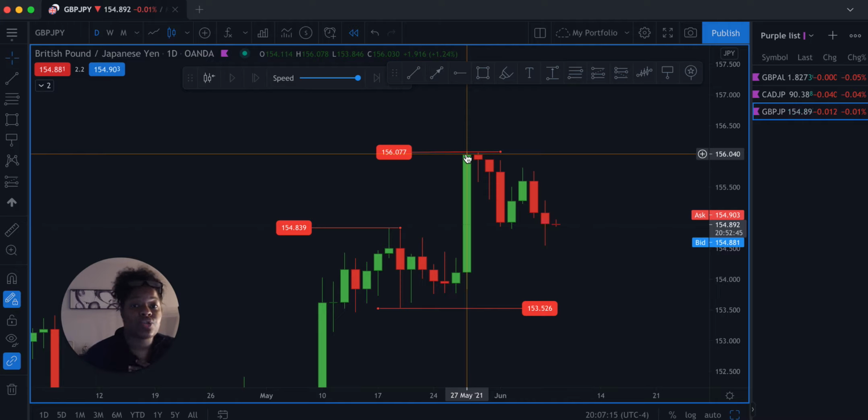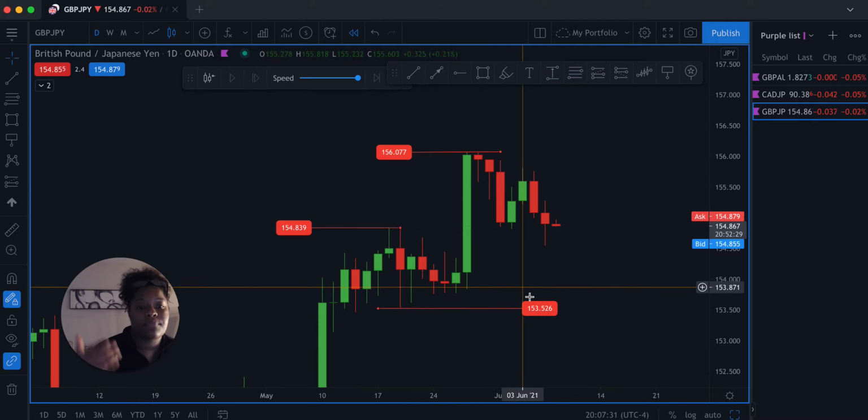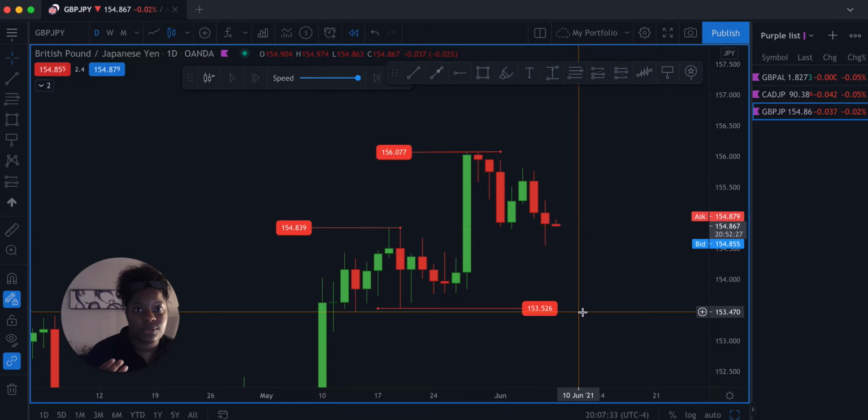Now, I enter trades on the daily time frame. That's just me personally. You could be the person who enters trades on the 4 hour, the 1 hour, whatsoever have you. But it's always important to scout out where you want to enter the trade before you do anything else. So I want to enter the trade above 153.526, which is the last higher low.